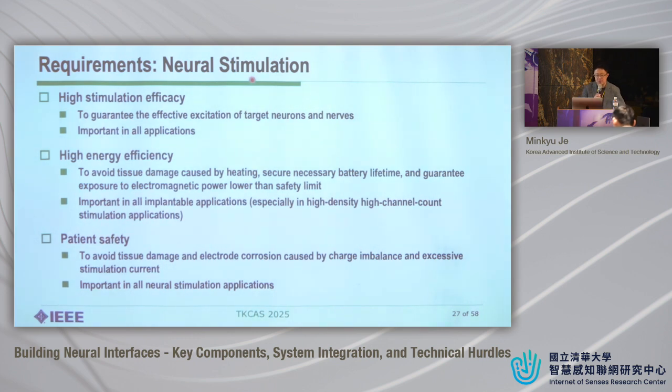Okay, so neurostimulation. High stimulation efficacy, high energy efficiency, and patient safety are very obvious, right? Especially for patient safety, the neurostimulation front end usually requires a charge balancing function, so that we can minimize the residual charge after consecutive stimulation pulses. So we can guarantee patient safety by avoiding tissue damage. And of course, this charge accumulation can result in electrode corrosion as well. Okay?